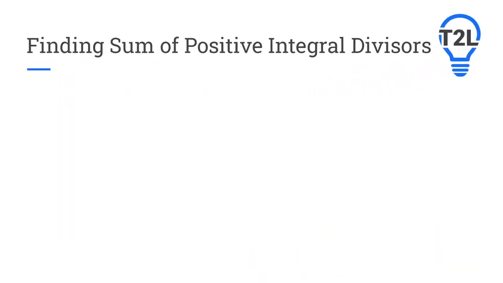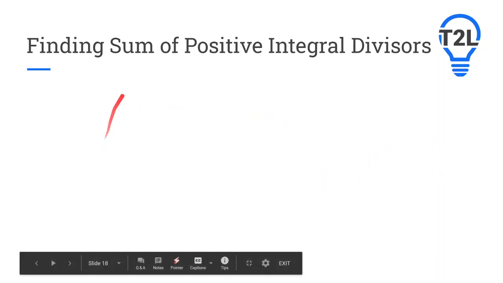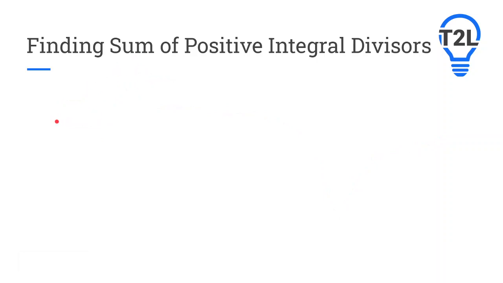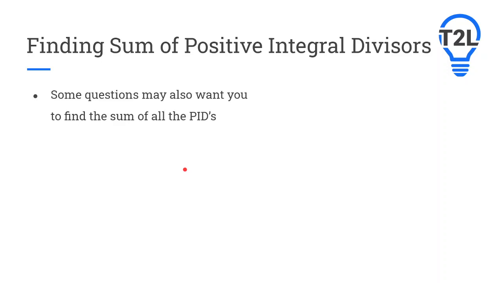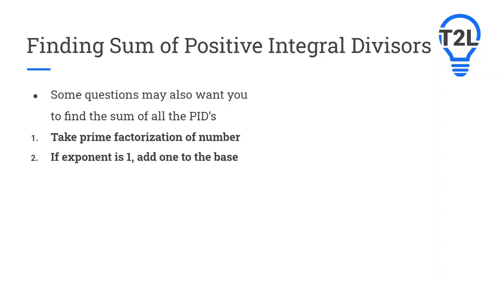Alright, now you're also wanting to find the sum of PIDs. So that was finding the number, but the sum is now you're taking all the numbers that you found earlier, but now taking the sum of all those numbers. So first what you want to do is just start off by taking the prime factorization again. So prime factorization is a pretty important concept for PIDs, so it's best to get familiar with this.